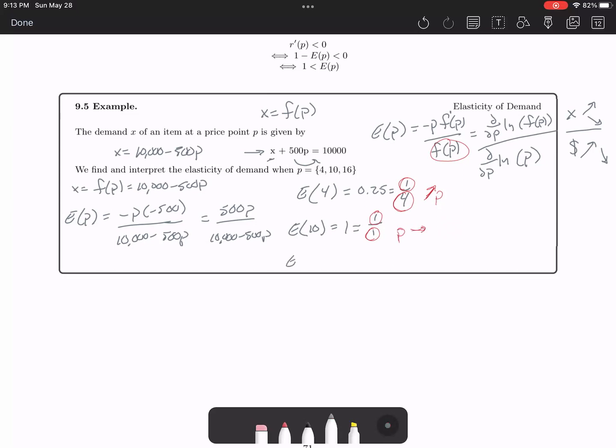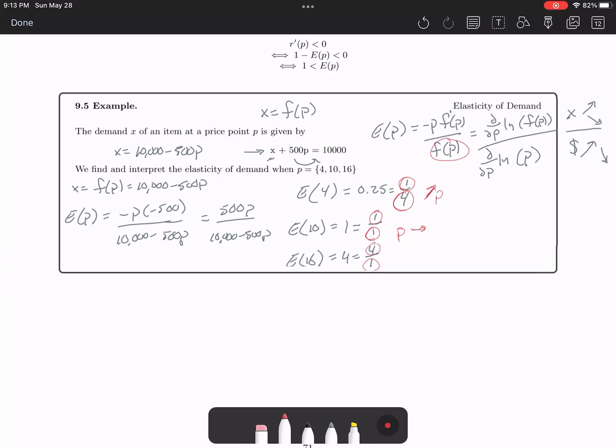And if we evaluate elasticity at 16, how is our demand going to change as we change our price? This gives us a 4, which is equal to 4 over 1. If price increases by 1 percentage point, demand will drop by 4. So that's drastic, right? That's the wrong side of 1 that we want. A small change in price results in a lot of people not wanting the product. So that means our price is probably too high. We should drop it.